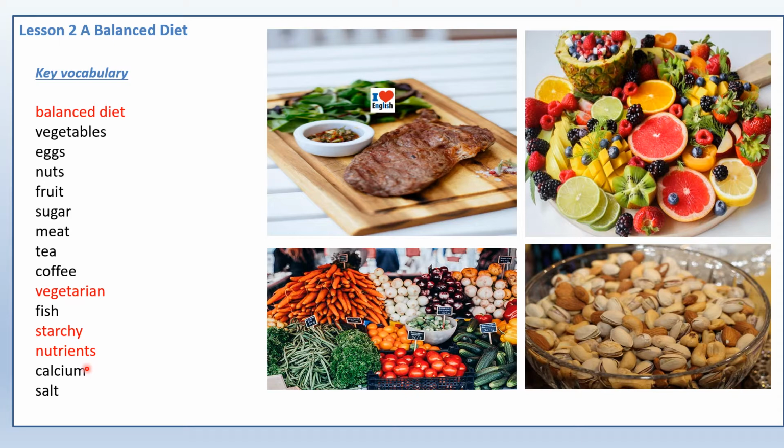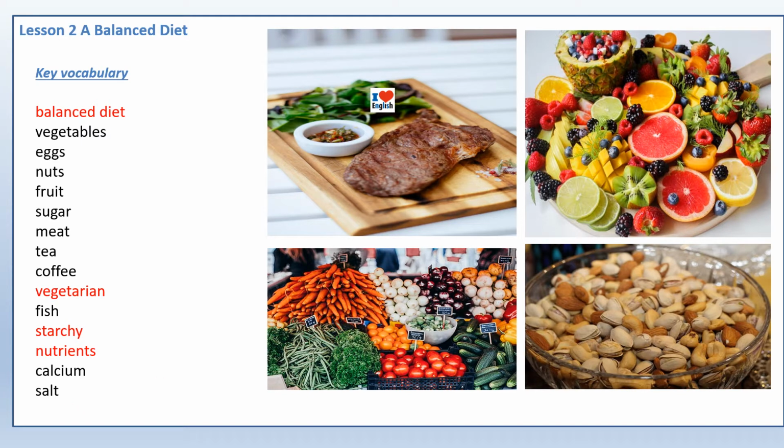Starchy. Starchy foods are all the types of food that are full of carbohydrates. Examples: corn, potatoes, rice, bread, pasta. And starchy food makes up over a third of the food we eat daily.